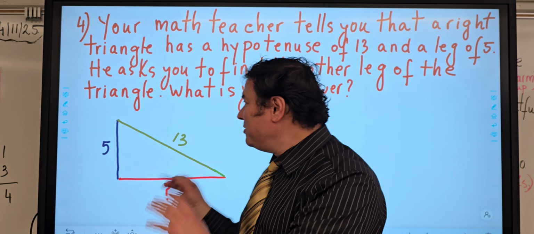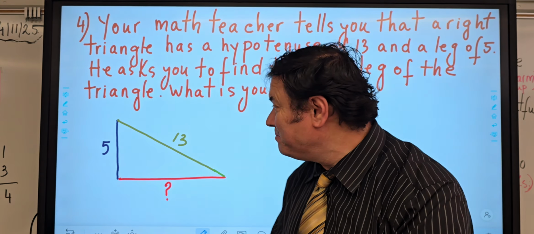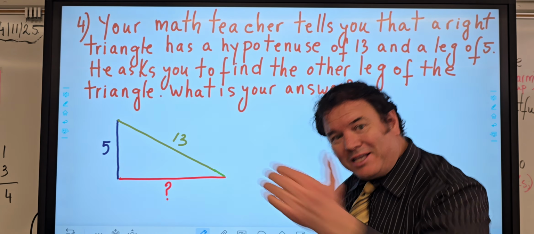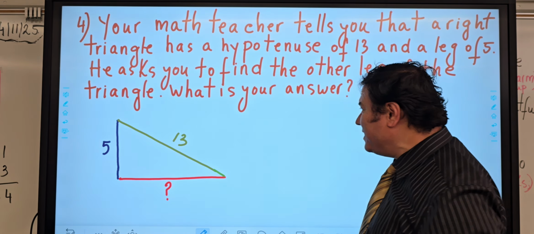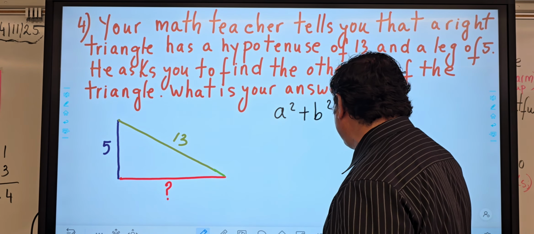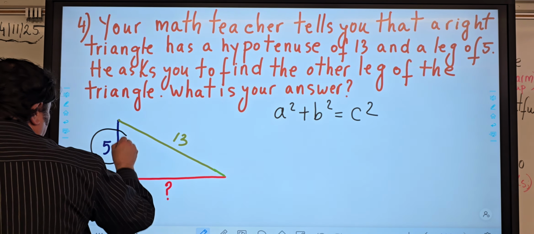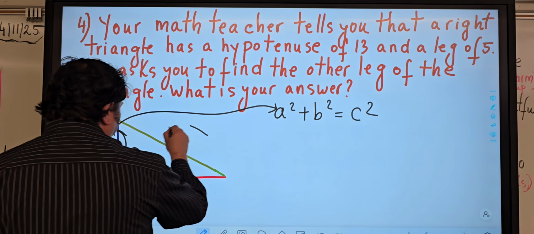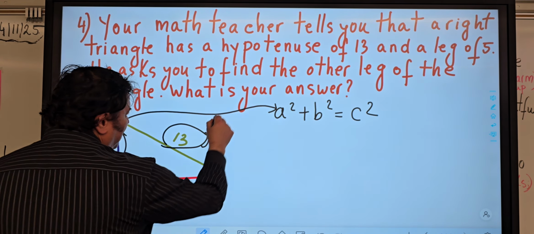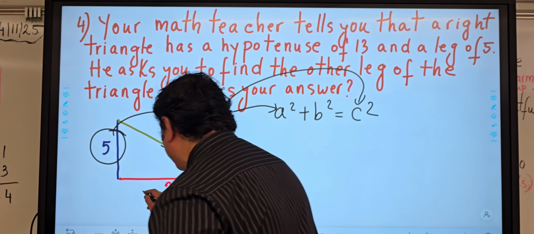Pause the video, look at this problem, and please remember, always use the Pythagorean Theorem. Take a moment. When you're done, let's welcome back. And again, don't forget to write that theorem first. a squared plus b squared equals c squared. So let's plug it in. Instead of a, the smaller leg is 5. And instead of b, oh, that's actually the c. Don't get confused. 13 is c. And b we do not know, so we've got to find the b.